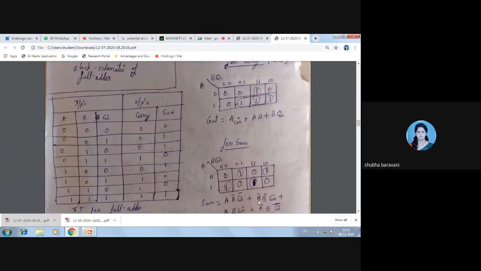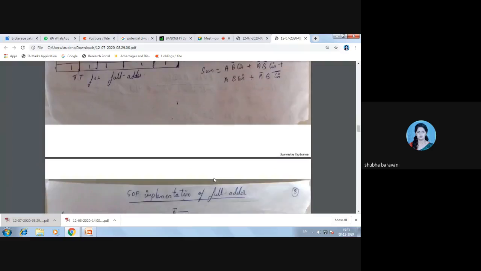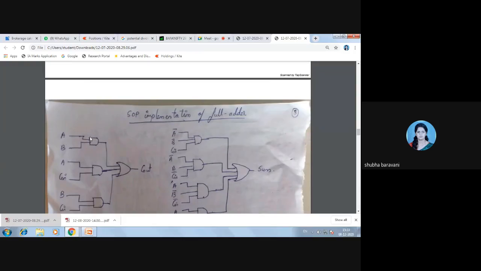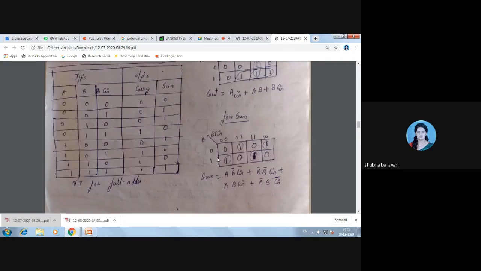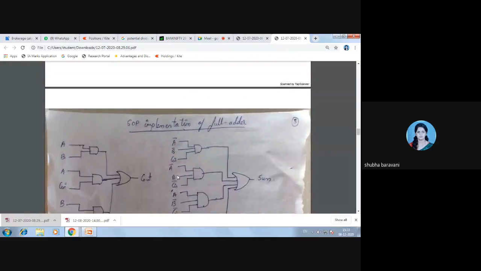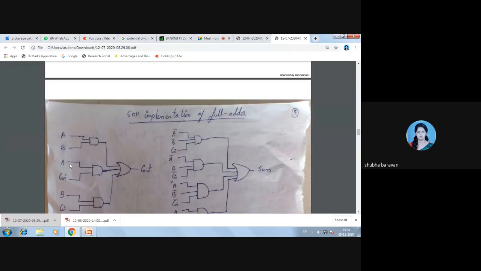Once we have got the expression, next, what we did, we have done the SOP implementation. Okay, see, C out is what? AB plus B C in plus A C in. So I have used one more OR gate so that I get C out.